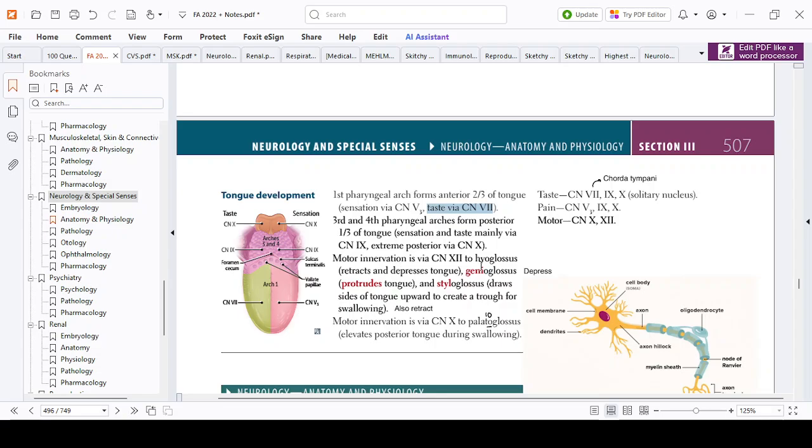Now here they write some things like retract and depress. Hypoglossus retracts and depresses it. Genioglossus protrudes the tongue. Styloglossus draws the sides of the tongue upward to create a trough for swallowing. And motor innervation is via cranial nerve 10 to palatoglossus, which elevates the posterior tongue during swallowing. So this was about the movement of the tongue.